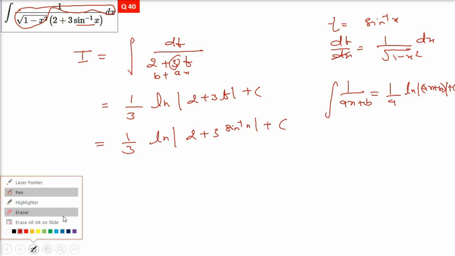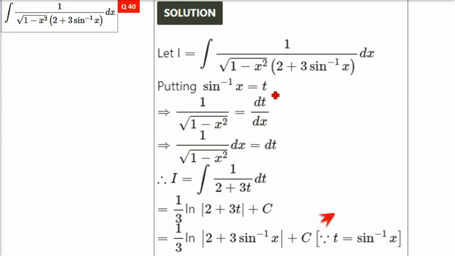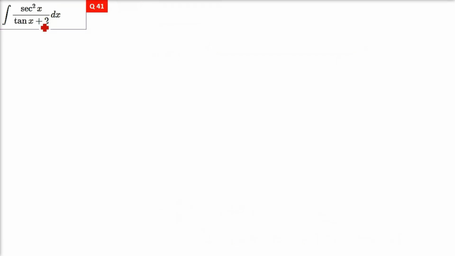So how do we write it? So this is the way you are going to write it. Let, putting, since, all the symbols, implies, is equal to sign. Please don't forget. So this one is easier than the previous question.